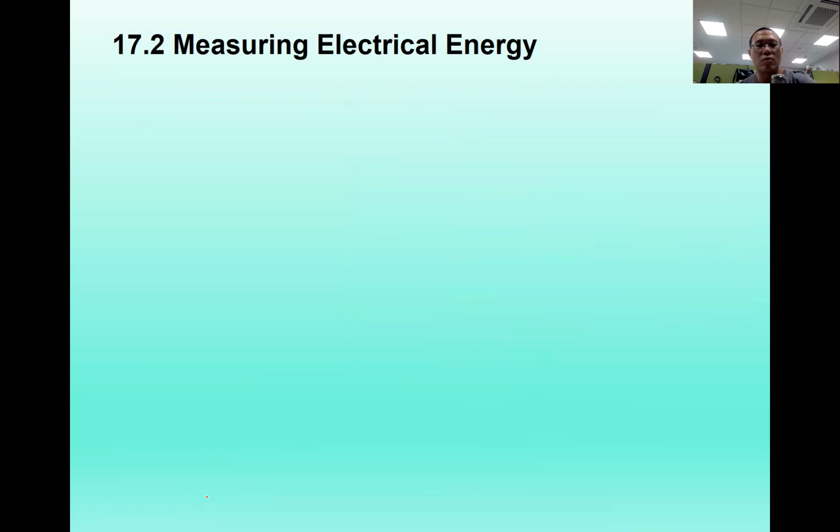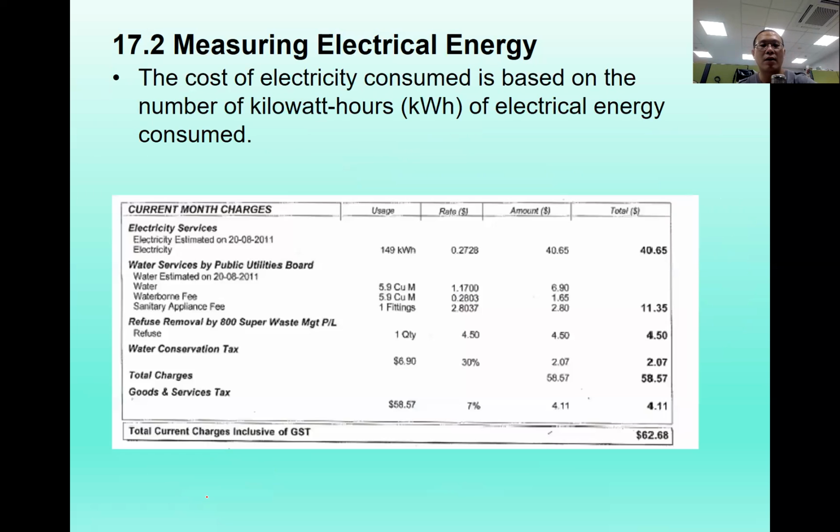Usually, once I get the electrical energy, let's say for example I use 149 kilowatt hours, I will look at the rate. The rate here refers to 27 cents for 1 kilowatt hour. Okay, so this is how the presentation works.